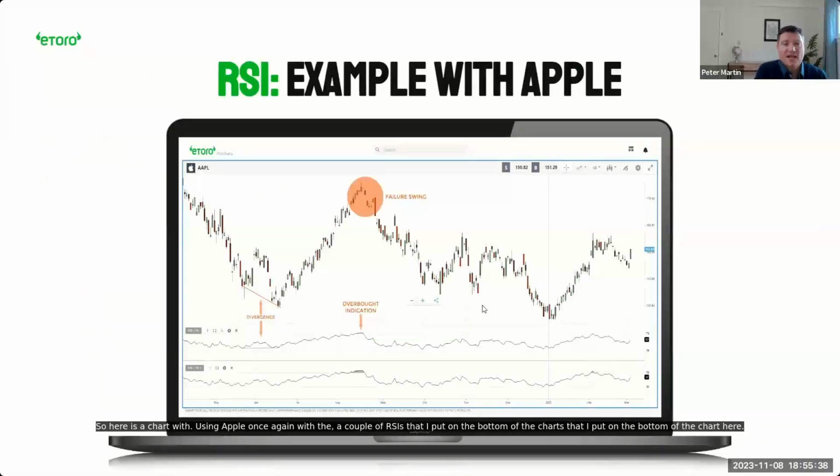So here is a chart using Apple once again. I've got a couple of RSIs that I put on the bottom of the chart here. Having said you should only use one at a time, I just made it more convenient to put two here. They are pretty much the same thing. They're both RSI. One is with 70 and 30, one is with 75 and 35, and they're both using the default 14-day value for N. This is a daily chart of Apple.